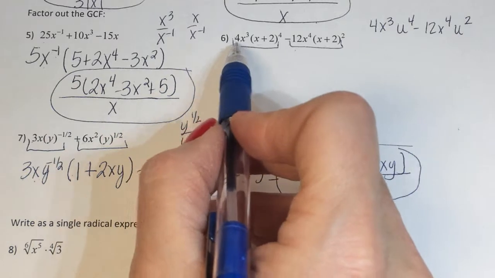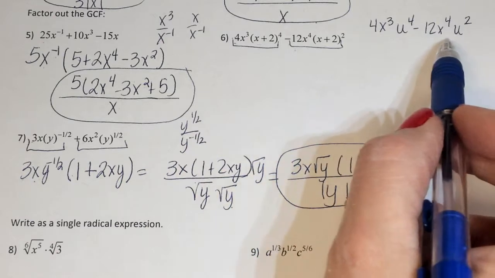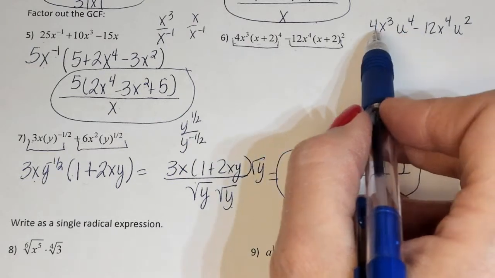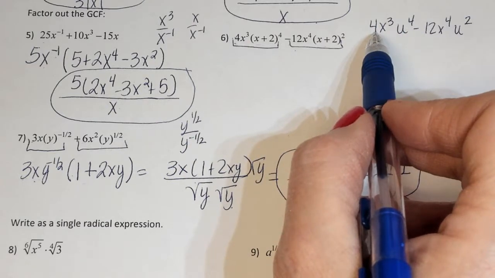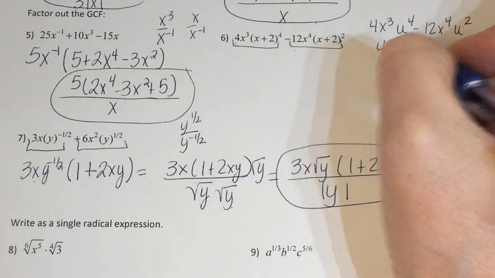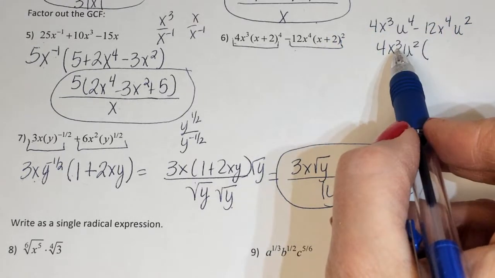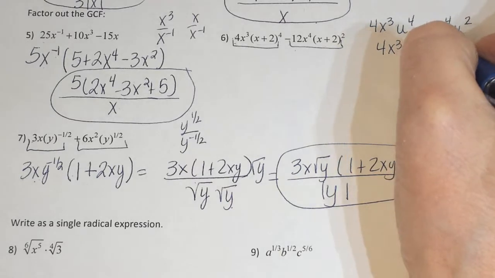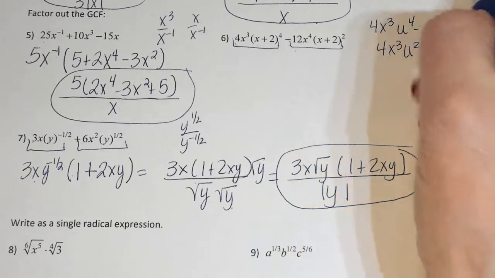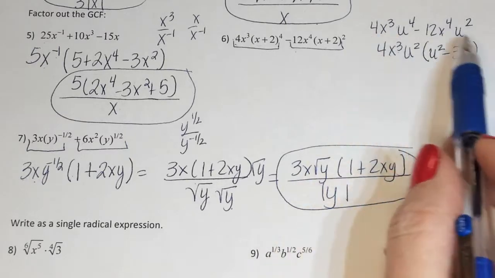See how that's the same thing? 4x cubed u to the 4th minus 12x to the 4th u squared. What would you factor out of here? What's the greatest common factor? 4. What else? X cubed u what? Squared. So if I divide this by this, I'm just going to be left with u squared. If I divide this by this, I'm going to be left with 3x. So that would be how this would factor.